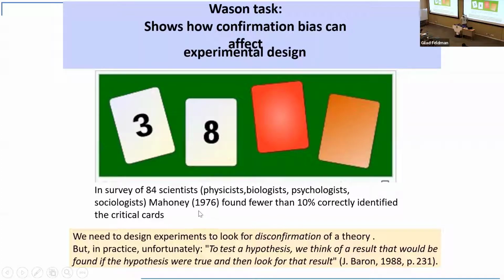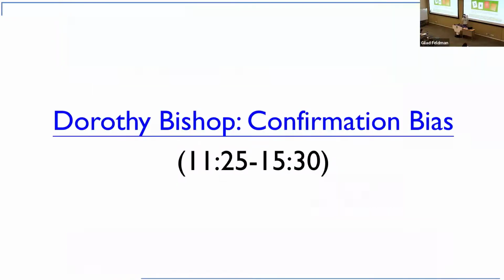This was used by Mahoney in 1976. He went around and gave this to scientists, to academics in psychology departments, and asked them, can you tell me what's the right way to do this? He found that only 10% correctly identified the critical cards. So even if we do null hypothesis significance testing and use p-values and all sorts of things in a psychology department, we also fall into these traps because our mind gets stuck on a certain pattern and we keep repeating that pattern, even if we don't have a good understanding of it.